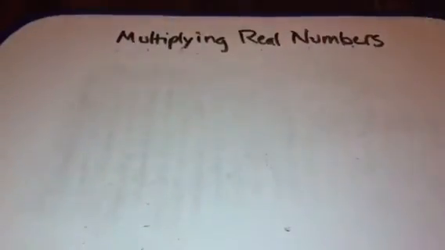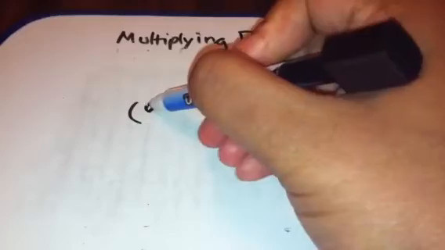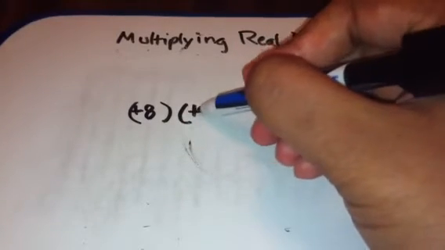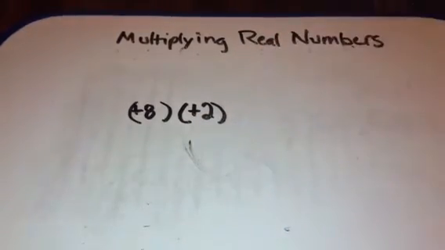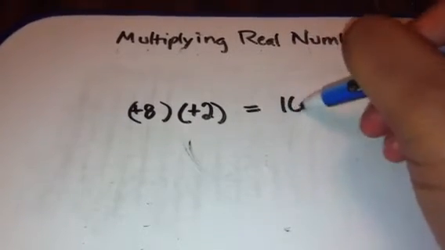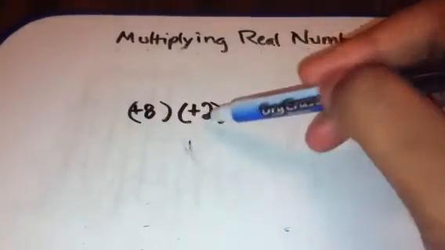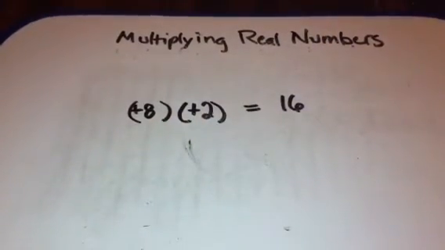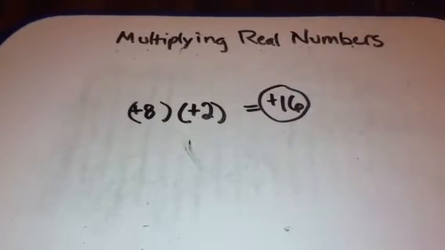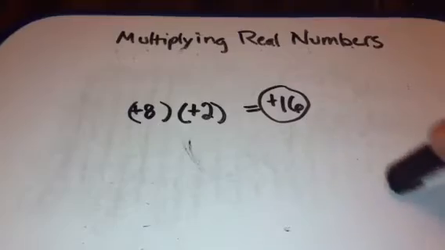Okay, so let's look at a few examples. Okay, here we're multiplying positive 8 times a positive 2. 8 times 2 is 16, and both of the numbers have the same sign, so our answer is going to be positive 16. Okay, let's do another one.